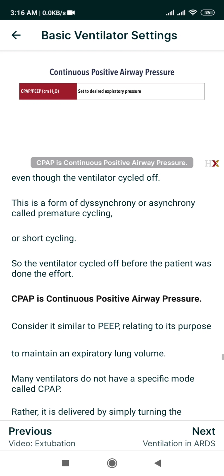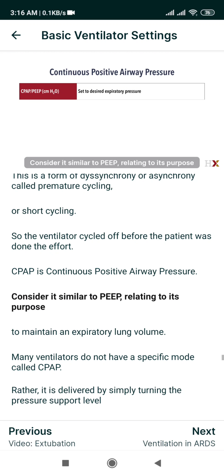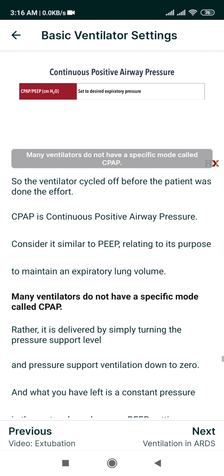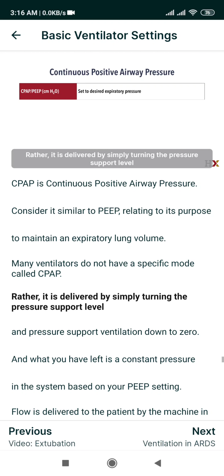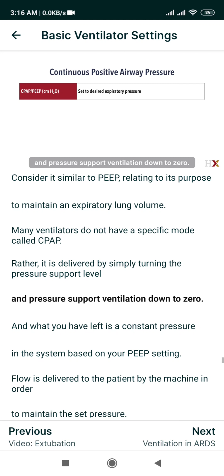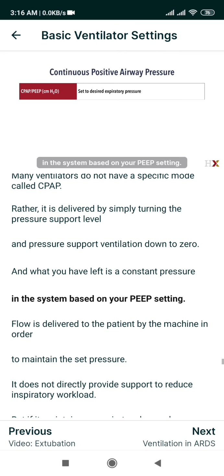CPAP is continuous positive airway pressure. Consider it similar to PEEP, relating to its purpose to maintain an end expiratory lung volume. Many ventilators do not have a specific mode called CPAP, rather it is delivered by simply turning the pressure support level in pressure support ventilation down to 0, and what you have left is a constant pressure in the system based on your PEEP setting.